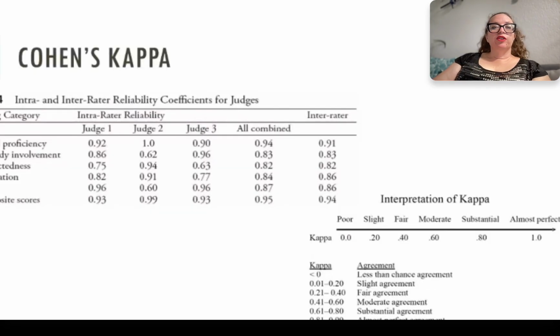So we have here Cohen's kappa. This is the statistical method in which we would assess our inter-rater reliability. This is also much like a correlation coefficient. The closer we are to 1 is almost perfect agreement. We have that interpretation on the bottom right here.